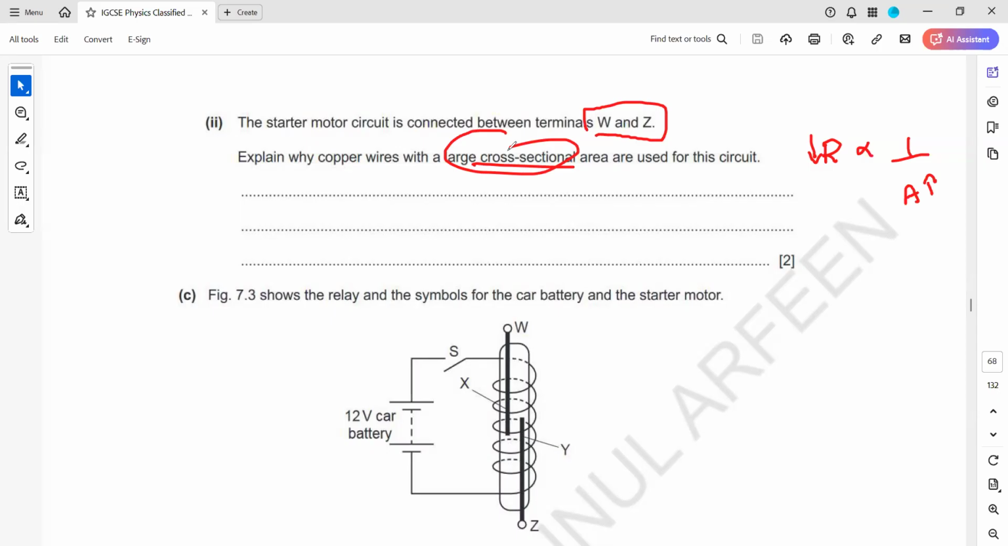It will produce a lot of heat energy, so the wire will burn. The wire will even melt because of the heat energy. That's why, for example, if you find a wire connected to an air conditioner, it's much thicker compared to the wire connected to a charger. This charger is not carrying too much current, but an air conditioner or a heater carries a large current, so we need thick wires for that.